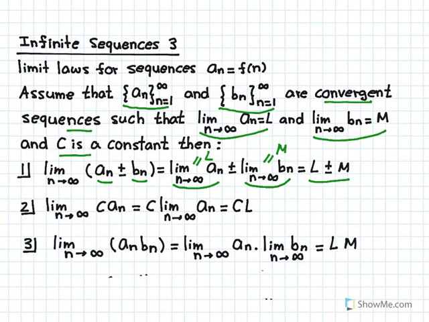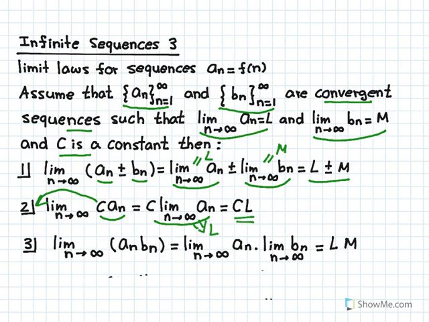Number 2, the limit of c times an is equal to c times the limit as n goes to infinity of an. This is because c is a constant, it passes through the limit, and we just get c times the limit as n goes to infinity of an, and this limit, of course, is L, so the result is c times L.